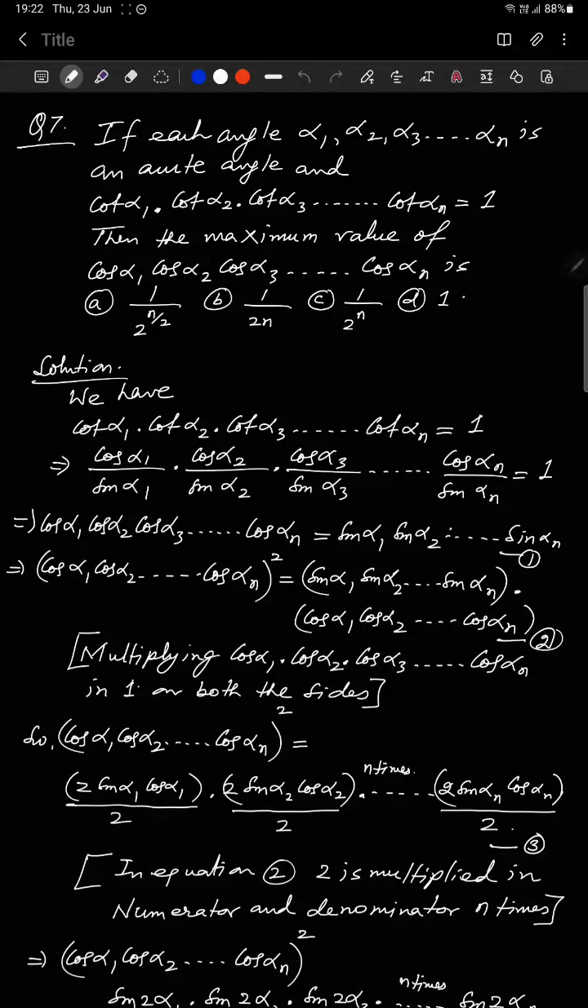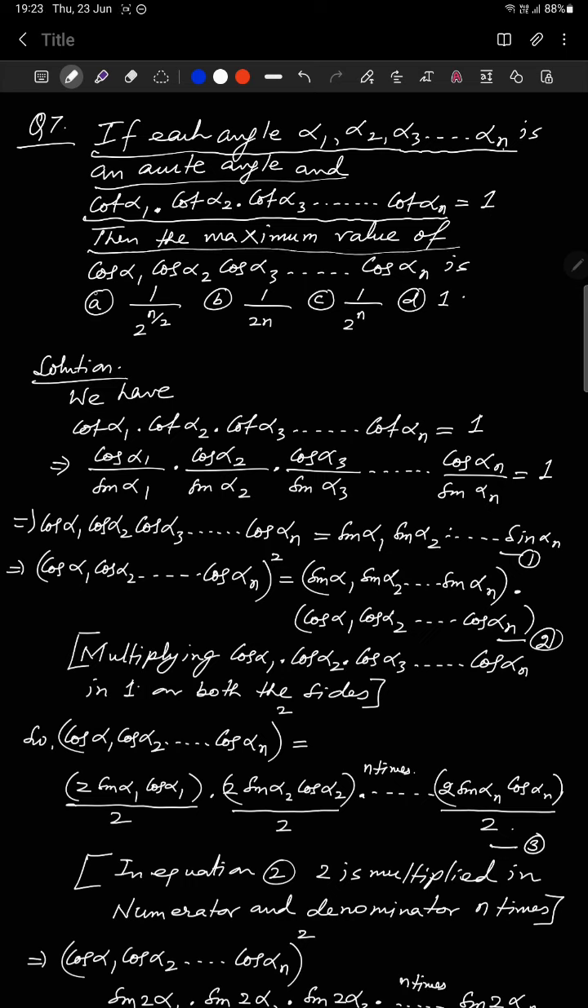Question number 7 from trigonometry is in front of us, which says: if each angle alpha 1, alpha 2, alpha 3, ... alpha n is an acute angle, and cot alpha 1, cot alpha 2, cot alpha 3, ... cot alpha n is equal to 1, then the maximum value of cos alpha 1, cos alpha 2, cos alpha 3, ... cos alpha n is. Four options are given: a is 1 divided by 2 to the power n by 2, b is 1 by 2n, c is 1 by 2 to the power n, and d is 1.